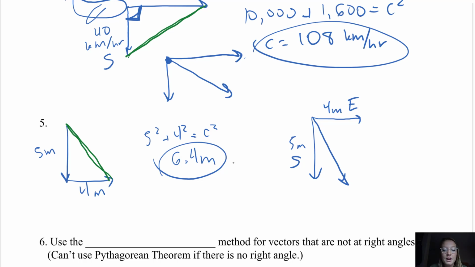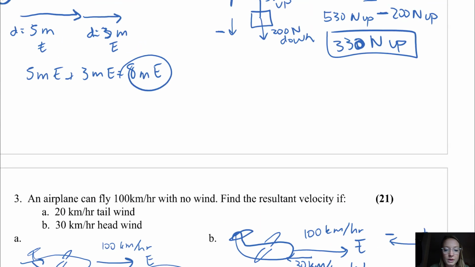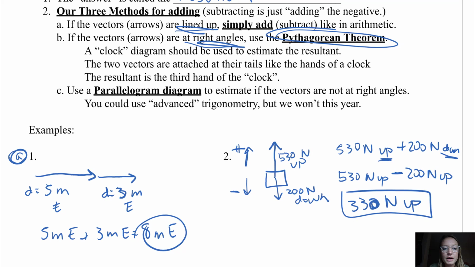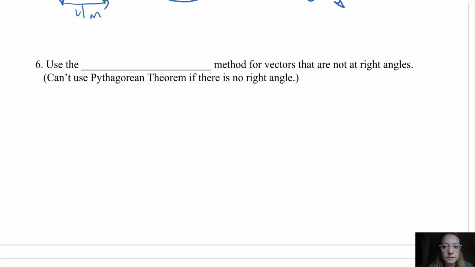Okay, so next up, we are going to use this final method. We are going to use a parallelogram diagram to estimate if the vectors are not at right angles. So far we've looked at if the vectors are lined up, we can just add or subtract them. If the vectors are at right angles to each other, like this, then we can use the Pythagorean theorem, and we can use a clock diagram to estimate the resultant. And then finally, if the vectors are not at right angles, in this class we're not going to calculate that numerically. You could use advanced trigonometry, but we won't. But you could calculate that numerically, adding those two vectors together, but we're just going to use something called the parallelogram method. Okay, so let's do this.